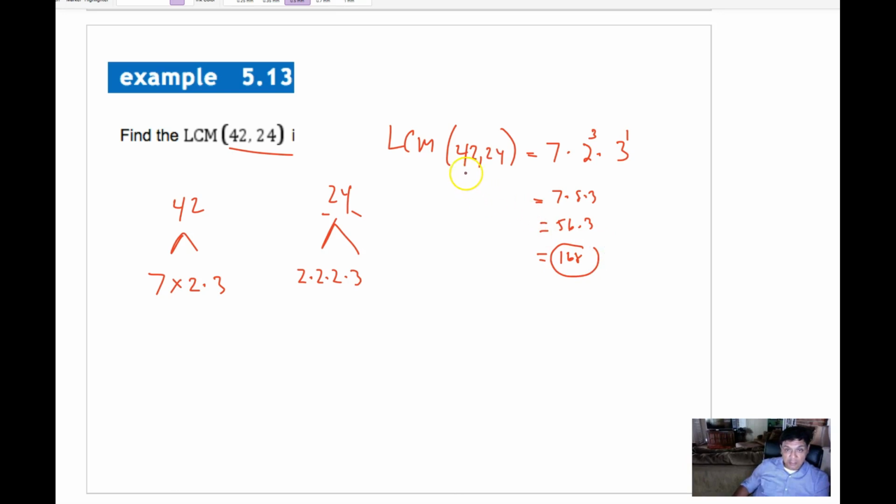So the least common multiple. We're looking for the first multiple they share, and that is 168. The lowest common multiple, or the least common multiple, is 168. And that's it.